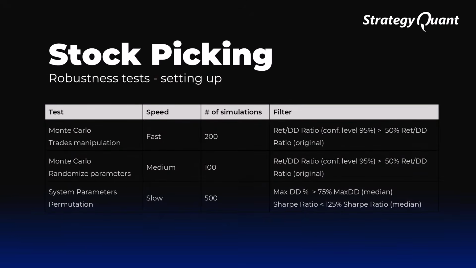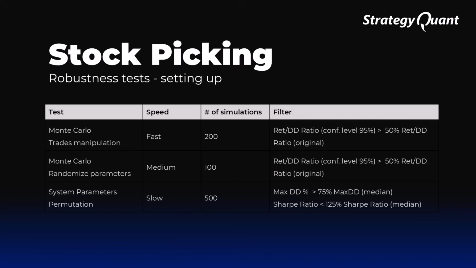So, the first test is Monte Carlo trades manipulation. We will do 200 simulations and filter by return drawdown ratio at a confidence level of 95%, which must be greater than 50% of the original value. This condition basically says that at least 95% of the test results must be higher than half of the original value. In other words, the strategy must remain profitable and stable even after random changes. It must not fall apart.